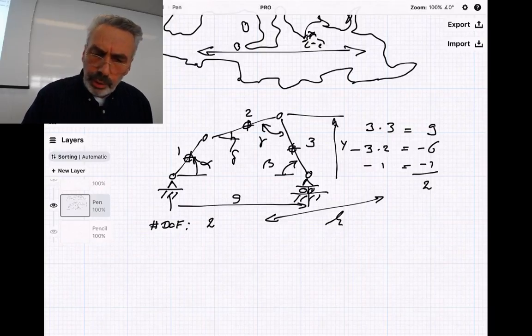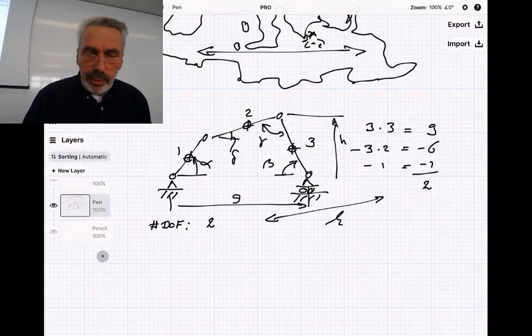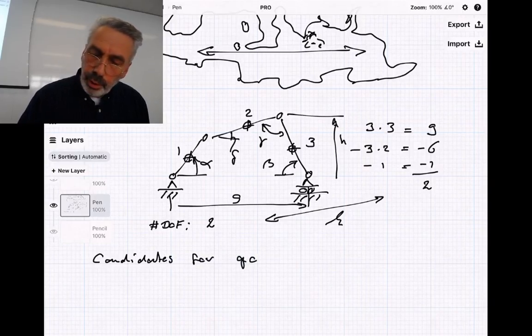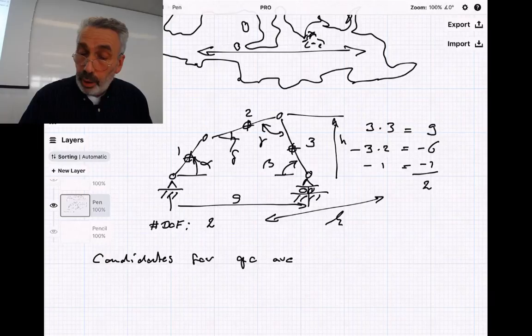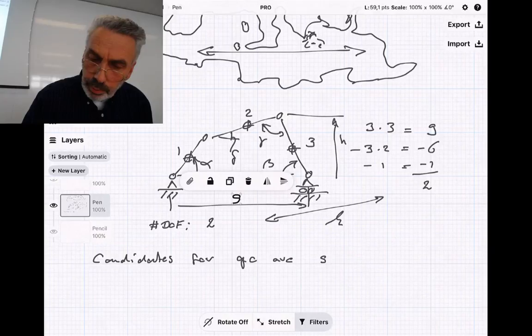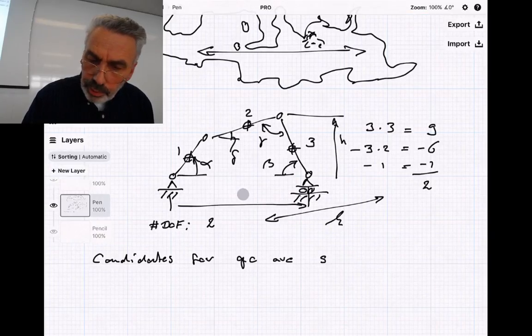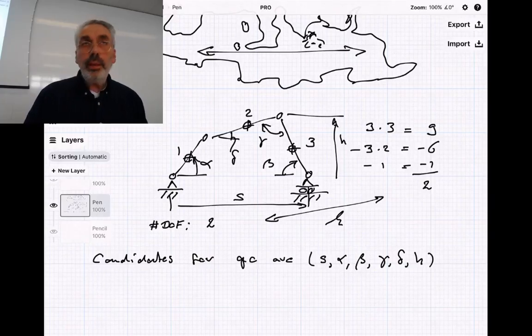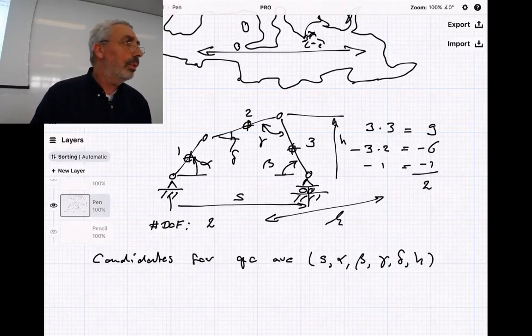Now let's call it H. Candidates for those generalized coordinates, GCs, are the S I wrote here, S, alpha, beta, gamma, delta, H. I just name a few.